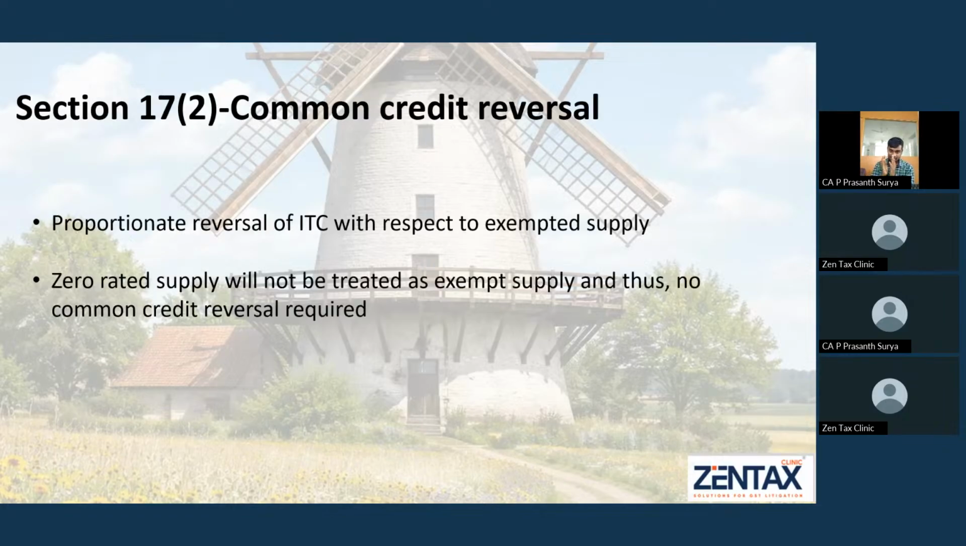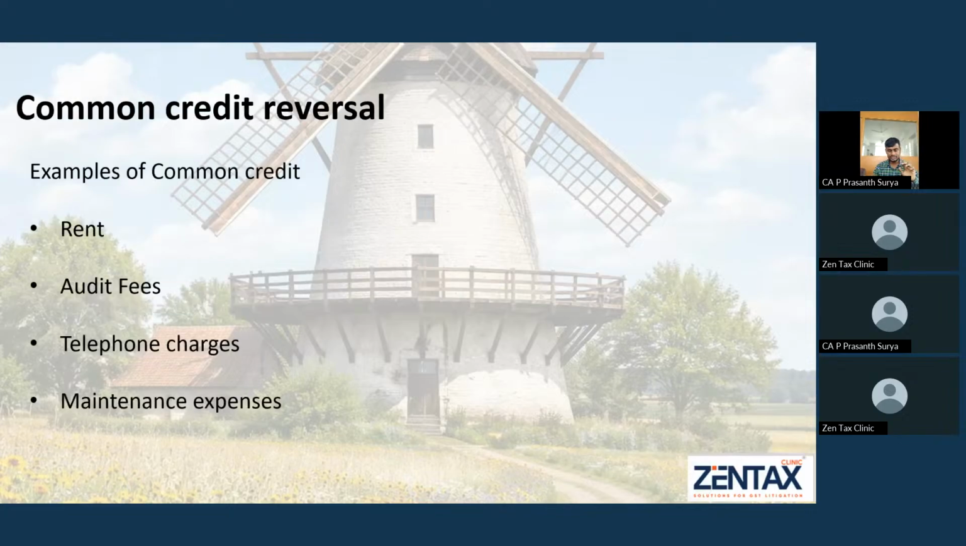So the next thing is section 17 subsection 2 only talks about the common credit reversal. So the proportionate reversal of ITC should be done only with respect to exempt supply. In this regard, we should be very careful while calculating the portion of exempt supply, because zero rated supply, that is supplies to SEZ or exports, will not be treated as exempt supply for this specific computation. So I give a numerical example to give a better view of this in coming slides.